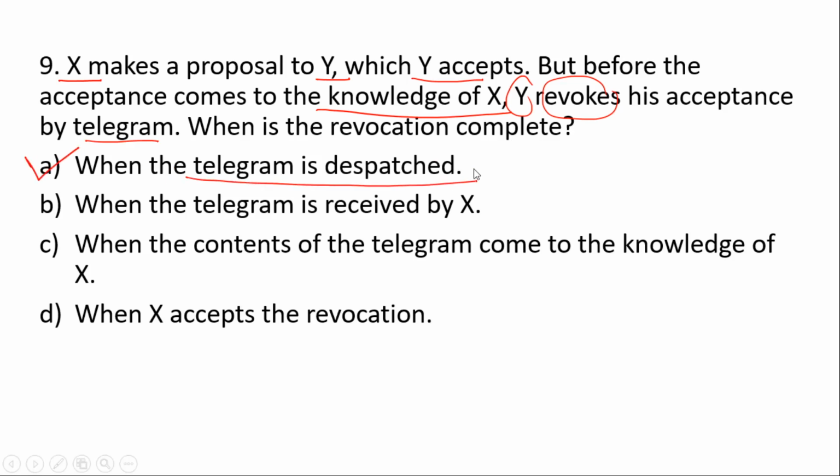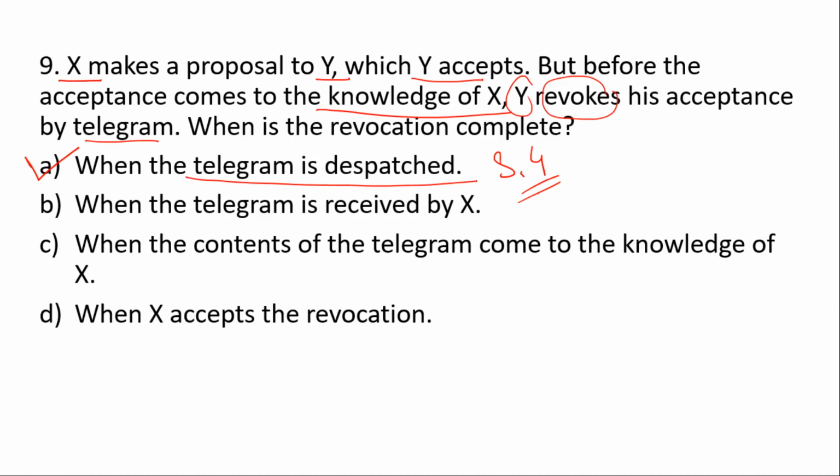The telegram is dispatched. This you will be clear about later from Section 4. Section 4 says that the communication of revocation is complete as against the person who makes it when it is put into a course of transmission to the person to whom it is made, so as to be out of the power of the person who makes it, and as against the person to whom it is made when it comes to his knowledge.